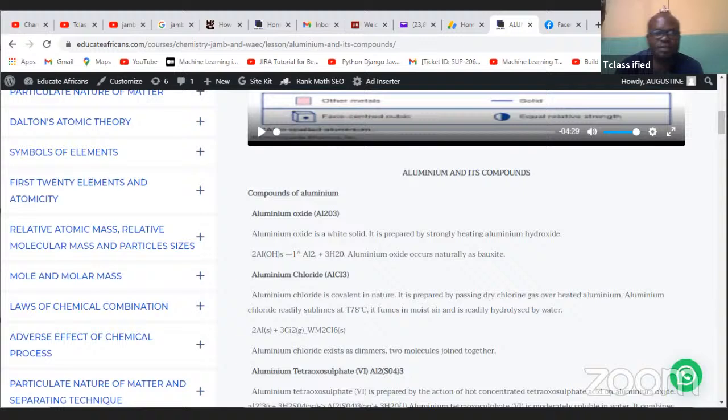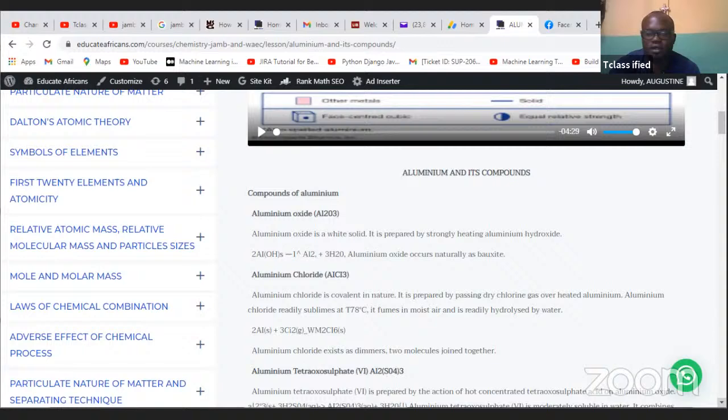Compounds of aluminium include aluminium oxide, which is a white solid. It is prepared by strongly heating aluminium hydroxide. Aluminium oxide occurs naturally as bauxite, so you can get aluminium from aluminium oxide, also known as bauxite. That's one of the ores of aluminium.